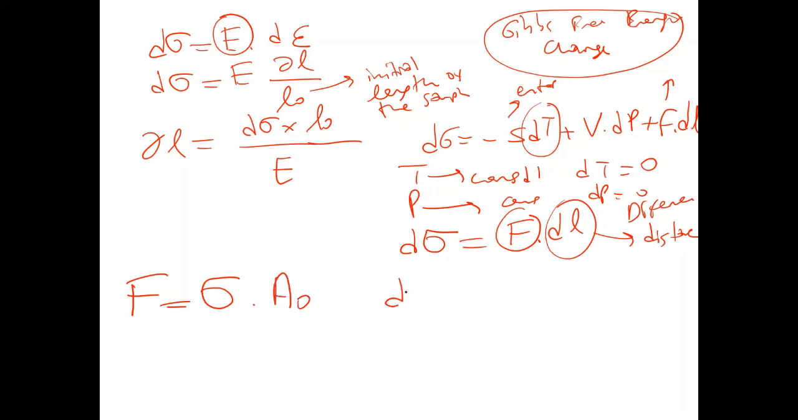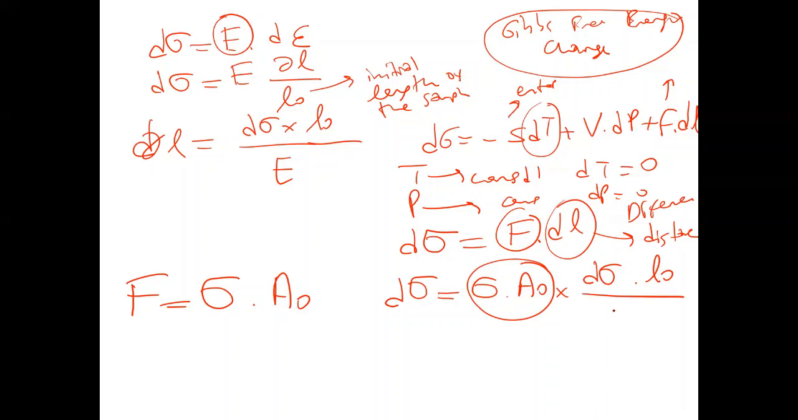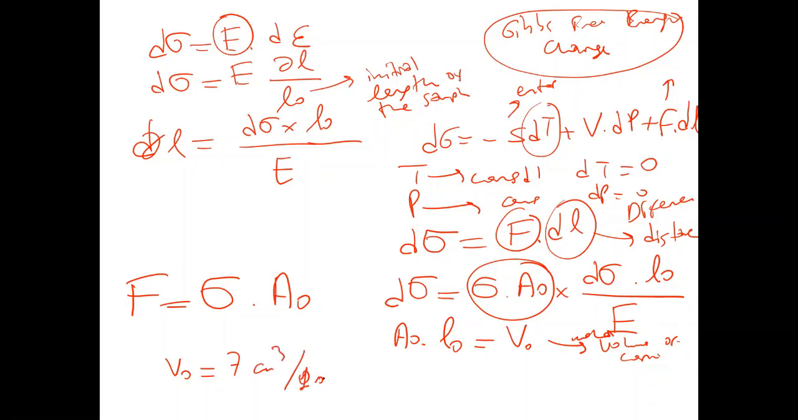So this free energy change is equal to sigma times A0, which is the force, times dL, which is d sigma times L0 divided by the modulus of elasticity. From this, L0 times A0 is volume. This is the volume of copper, actually the molar volume of copper, which is about 7 cubic centimeter per mole of copper. Okay, let's continue.